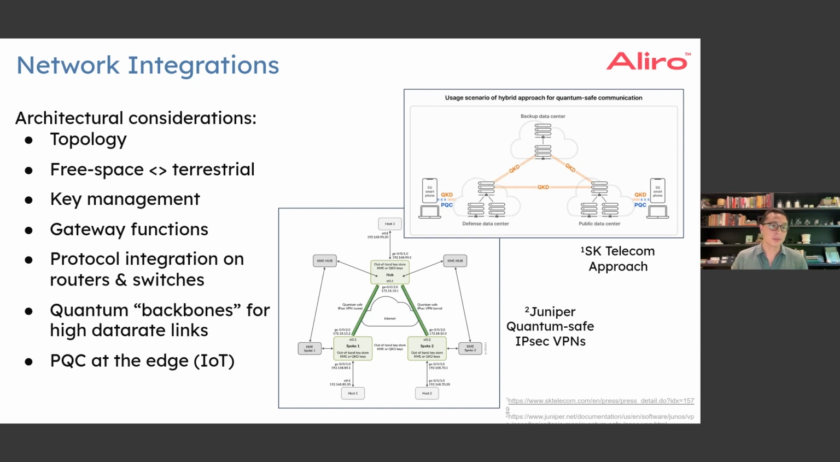That may very well depend on the kind of data that is traversing your network, the sensitivity of it, how long it needs to be secret for, things like that. Gateway functions, right? So at those transition points between say a quantum-enabled link and a purely classical link, these gateway nodes will be really critical for maintaining that notion of security across that boundary.